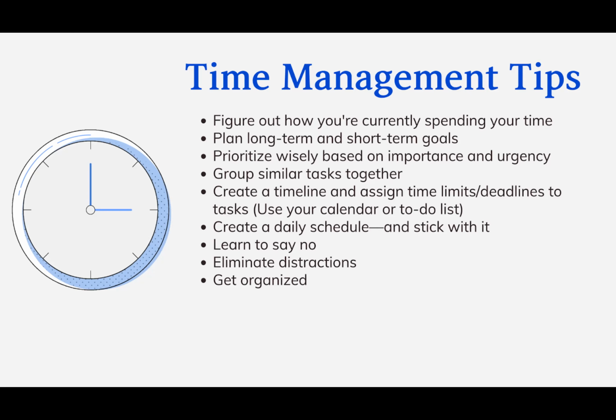So based on those goals, you prioritize based on importance and urgency. And this is not just for your education, for anything you do in your life, you're going to prioritize based on importance and urgency. You would group similar tasks together. You create a timeline and assign time limits, deadlines to tasks using your calendar or to-do list. And this is kind of important because it gives you something to work towards.